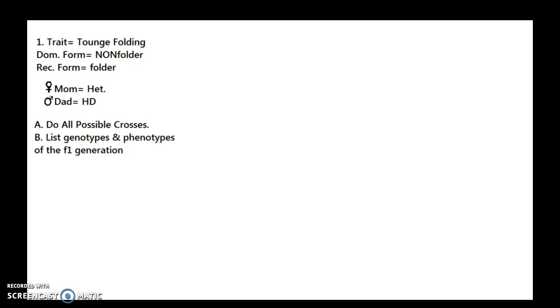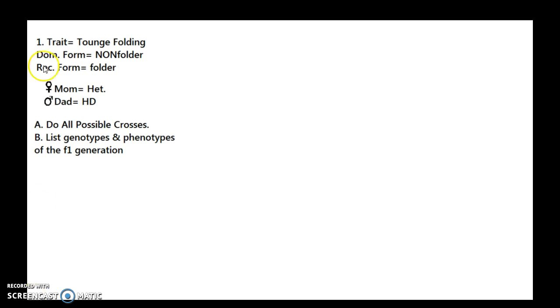Okay, so here is worksheet 1 of our genetics chapter. How we start this is we look at our trait. Our trait here would be tongue folding. There are two forms: being a non-folder, not being able to fold your tongue, and being a folder. It is dominant to not be able to do it, and it is recessive to be able to do it.